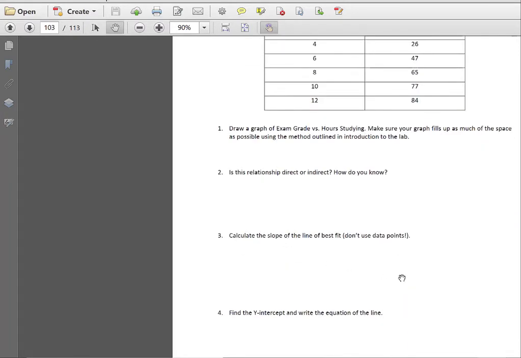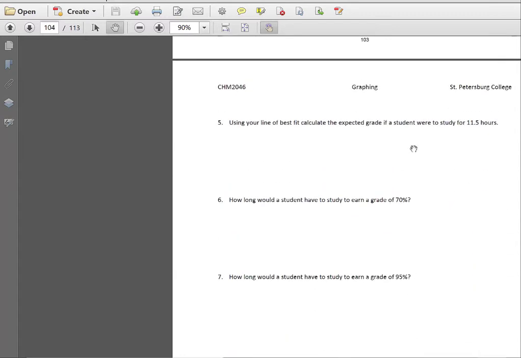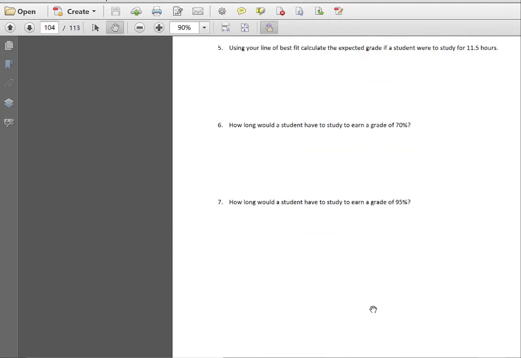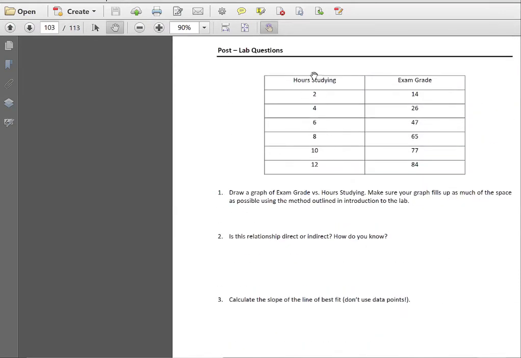Okay, we have to use the slope, find the y-intercept, write the equation, and then you'll use the equation to solve for these questions here. So you'll have to know which one's your x and y axis. Our starting will be your x-axis, exam grade will be your y-axis.